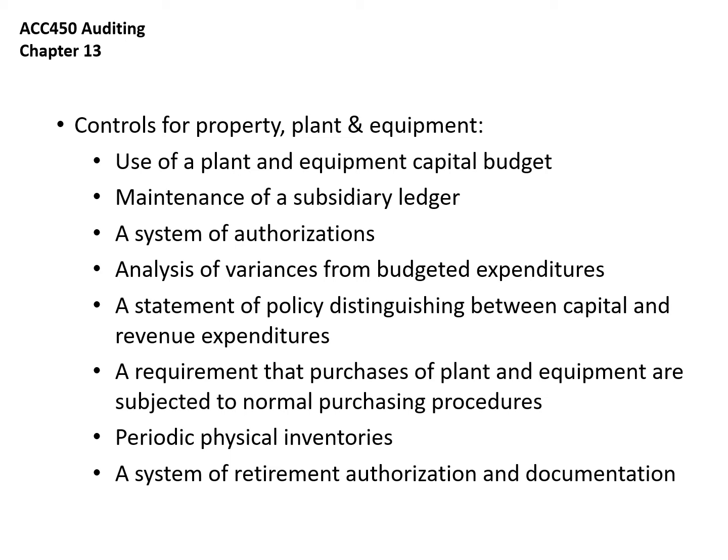And then, of course, anytime you have a subsidiary ledger, you want to make sure that it's reconciled to the control account. Next, we want to make sure there's a system of authorization so people can't just go out willy-nilly and buy things, that somebody at an appropriate level has to approve that purchase. And that there is a process for analyzing variances from budget.